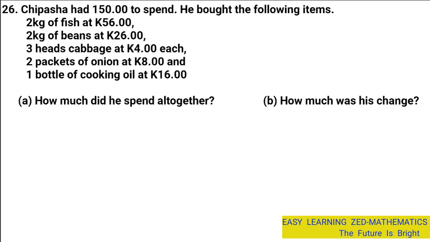Okay, so what we're going to do here is come up with an expression that will help us to find how much he spent altogether. We are told that he bought 2 kg of fish at 56 kwacha, and we are also told that he bought 2 kg of beans at 26 kwacha. Then third, we are told that he bought 3 heads of cabbage at 4 kwacha each.